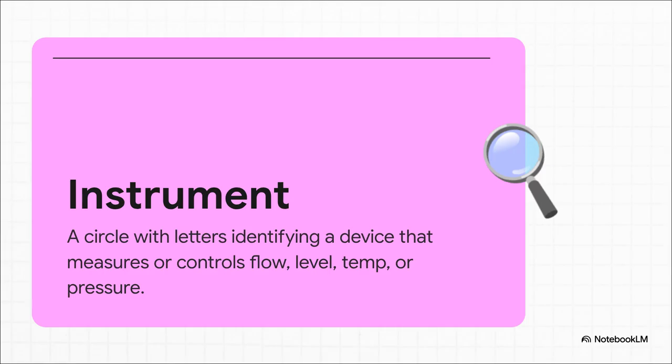This simple circle is probably one of the most important symbols on the whole diagram. It represents an instrument, the eyes and ears of the plant. And the letters you see inside tell you exactly what it's doing. So the first letter usually tells you what it's measuring, like F for flow or T for temperature. The next letters describe its function. These little guys are absolutely crucial for monitoring and controlling everything, making sure the process runs safely and efficiently.